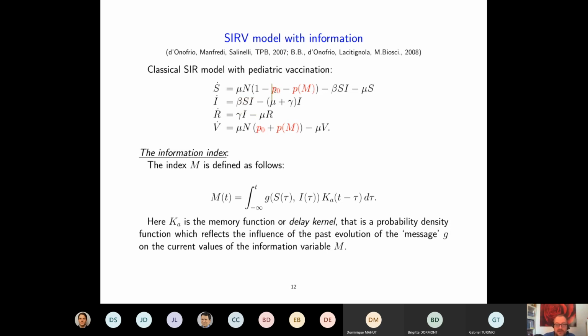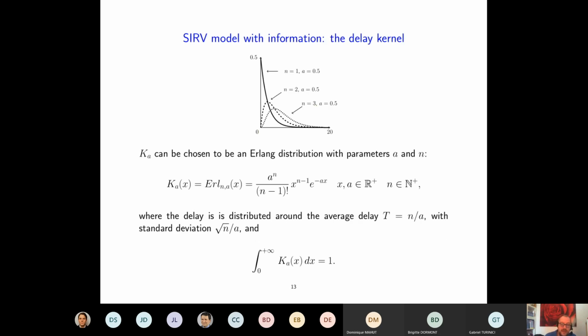As you can see, here there is a constant term, P0, which mimics the idea that there is a fraction of people that is immunized regardless of the information or rumors concerning the disease. And another fraction depends just on the information. So this function P, we will discuss in the next slide, and we will start to describe the way that the delay kernel may be represented.